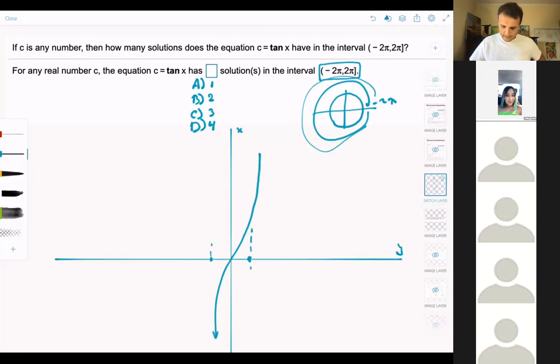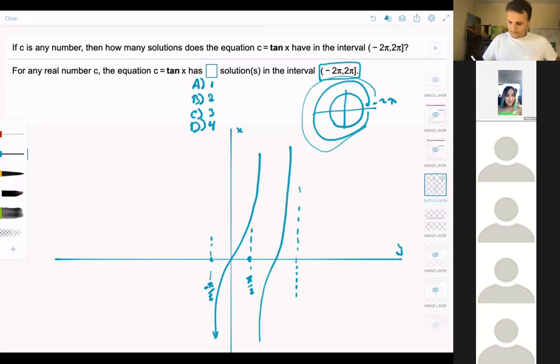So this is the graph of tangent. We have pi half to negative pi half. All right, then we have another vertical asymptote here. Pi half, this is pi, this is 3 pi half.